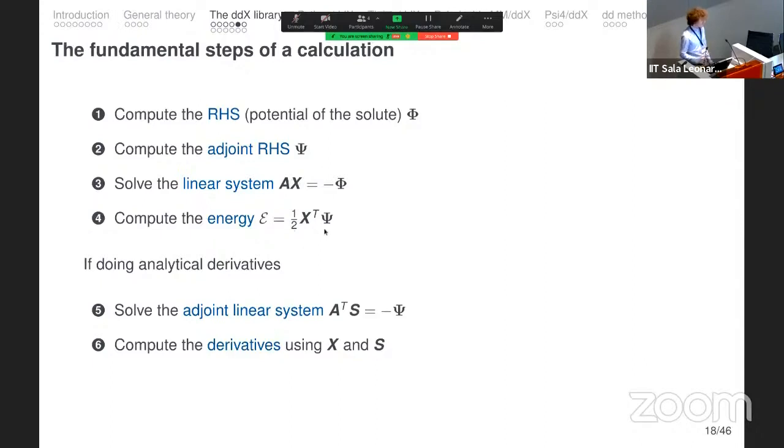Then, if we want to do analytical derivatives, which can be either forces or Fock matrices, because we are doing a QM PCM calculation, then we also need to solve the adjoint linear system, this one here. And once we have x and s, we can assemble the derivatives we are interested in. But the specific formula depends on the derivatives we are actually interested in.